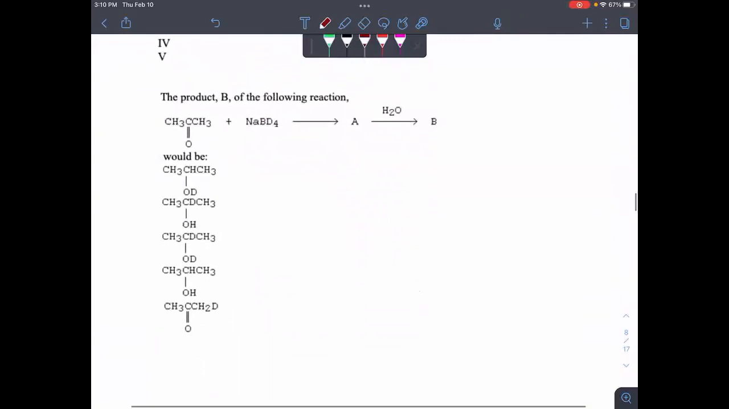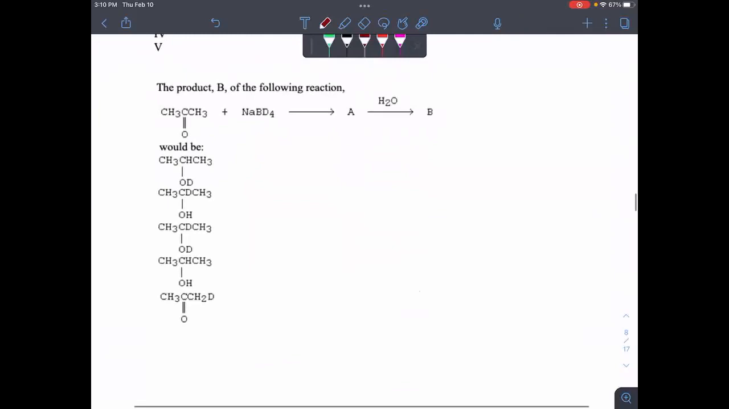Okay, so more chapter 12. It's asking for product B of the total reaction. So what are we starting with? Yes, we're starting with a ketone, and then what strength of reducing agent is NaBD4? Is it weak or strong? It's weak. And what do we use for ketones? Yeah, we can use any. So this reaction is going to work, right? So what does it turn into?